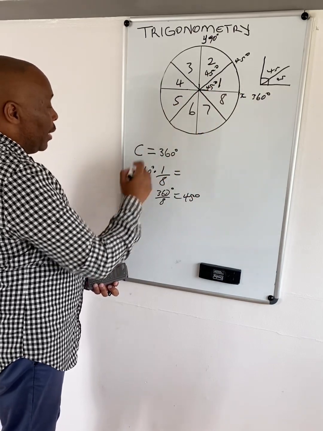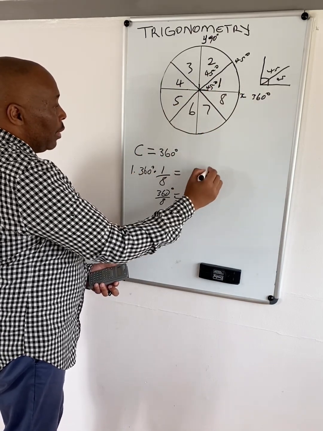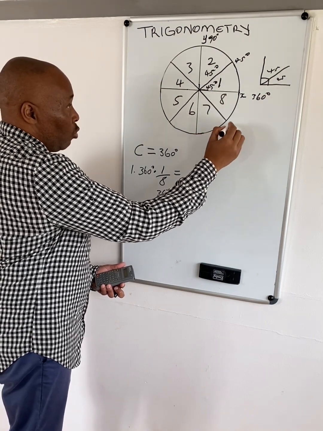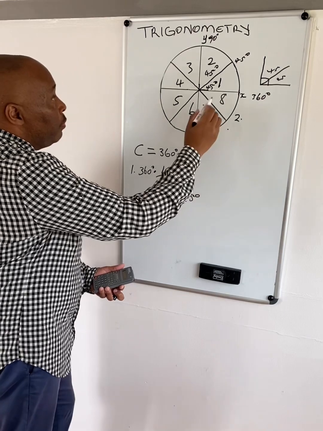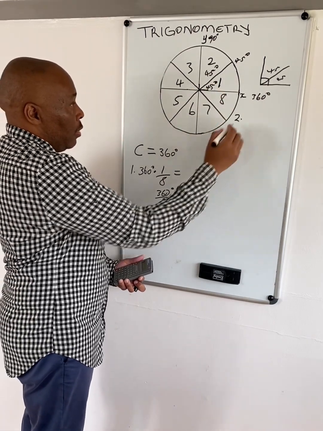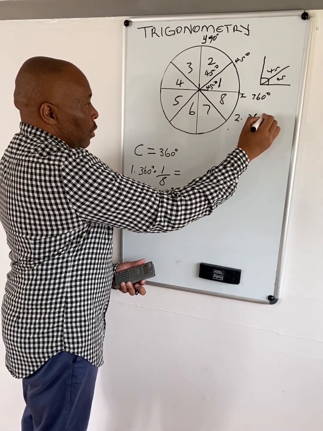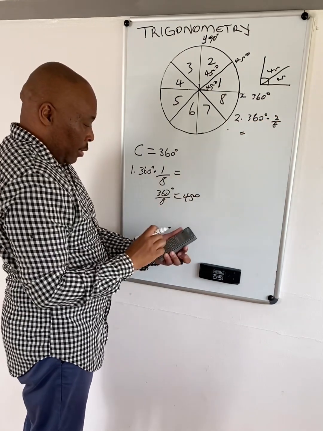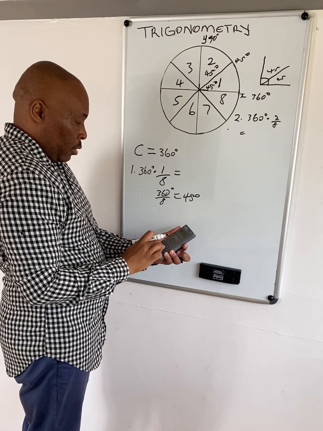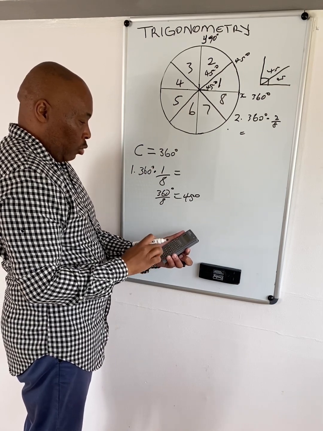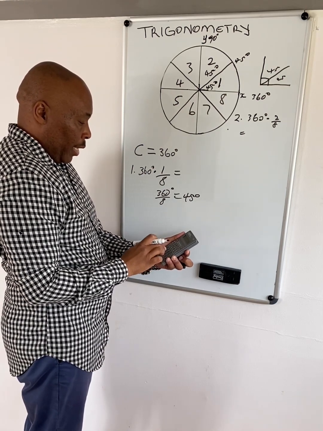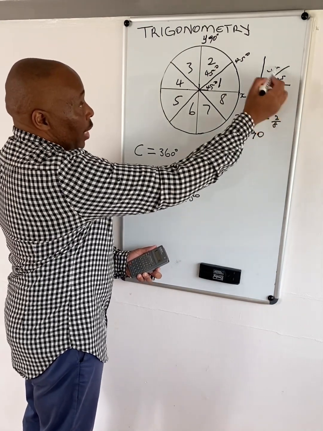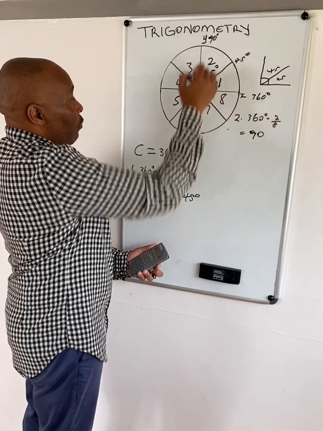And now let's do this. Let's make this number 1. Let's do our number 2 here because of space. And then we say 360 degrees times 2 over 8. What does it give us? 360 times 2 divided by 8 gives us 90. Like we said, this whole part is 90. So here we've got a 90.